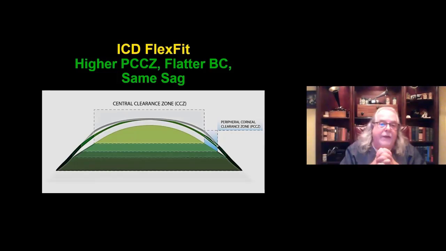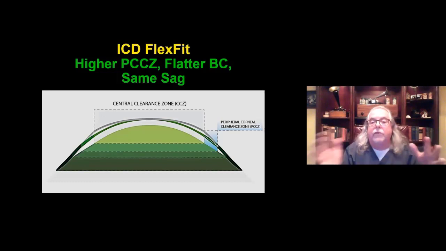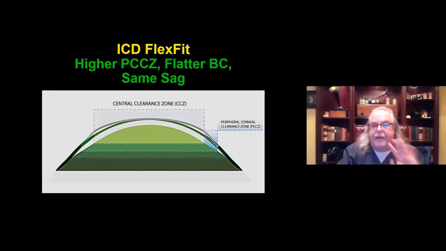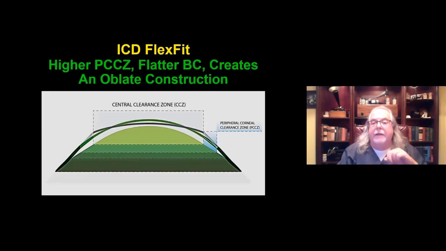Perhaps the best way to think of this is like a drawbridge. You know how a drawbridge goes up like this, it goes down like this? That is exactly what is happening with an ICD FlexFit lens. We're simply changing the angle to increase or decrease the clearance of the lens.